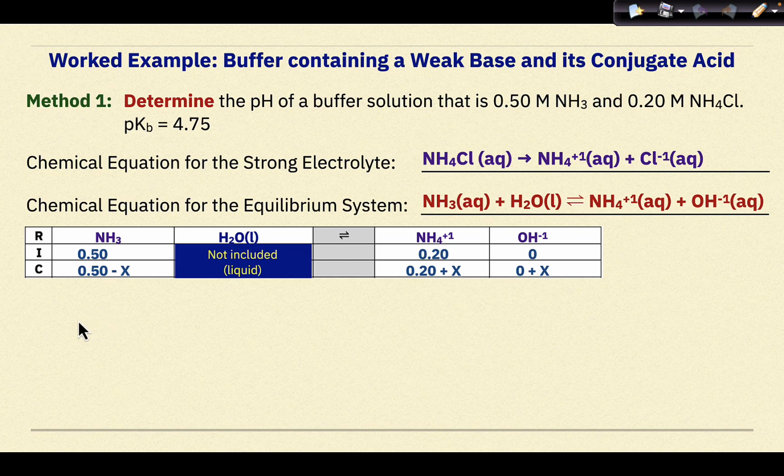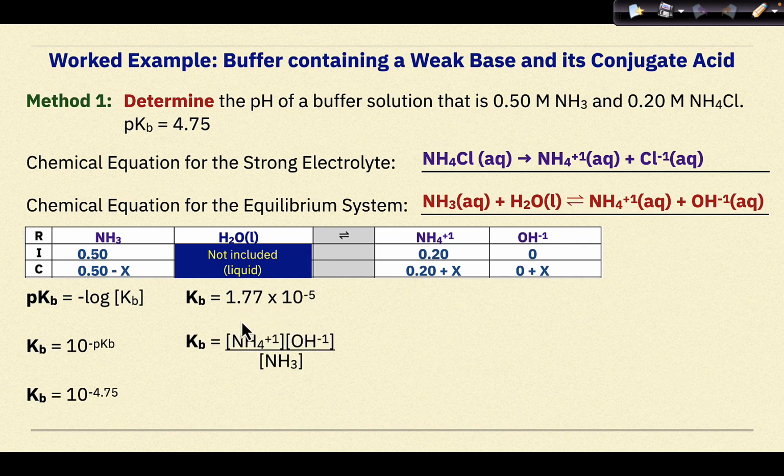The next step is to use the pKb value to find Kb. So pKb is equal to the negative log of Kb. We can rearrange this formula where Kb is equal to the antilog of the negative pKb. If we substitute in our value for the pKb, we calculate that Kb is equal to 1.77 times 10 to the negative 5. Once we have this, we can write our equilibrium expression for the weak base, plug in the values from the stimulus, solving for the hydroxide ion concentration.